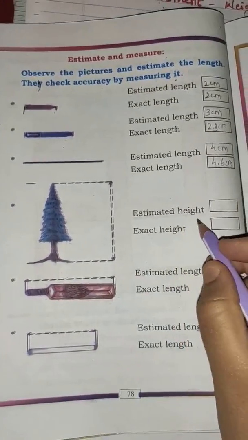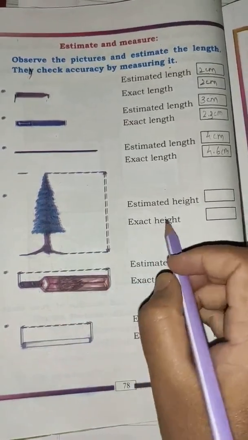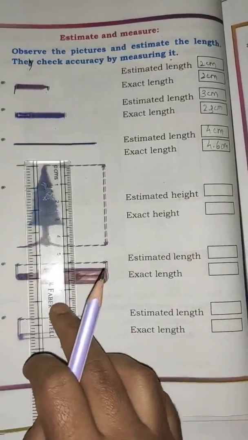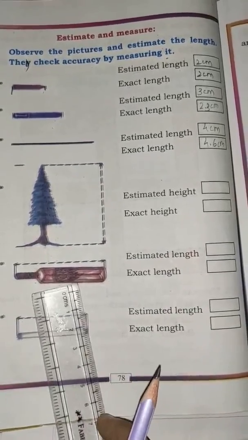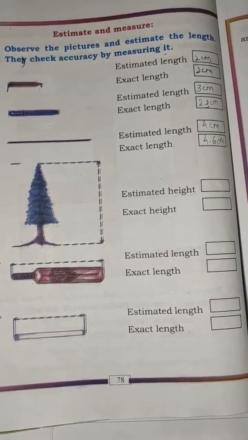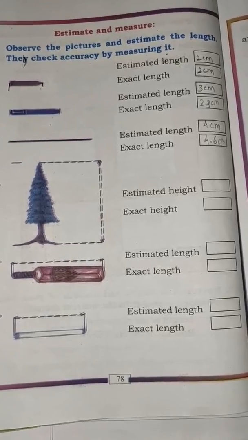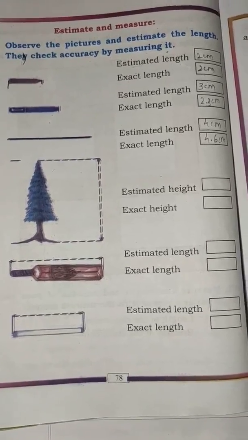First you have to write the estimated height. Okay, height in the sense the height of this tree. Then you have to measure the height of this tree like this, from this end to this end. And the bat, estimated length, then exact length. Estimated means how it is looking, what will be the length of it. It is imagination, not exact height or length.